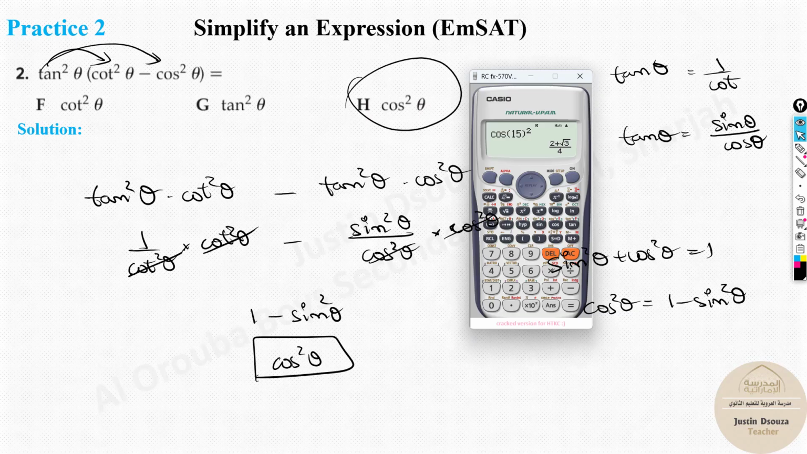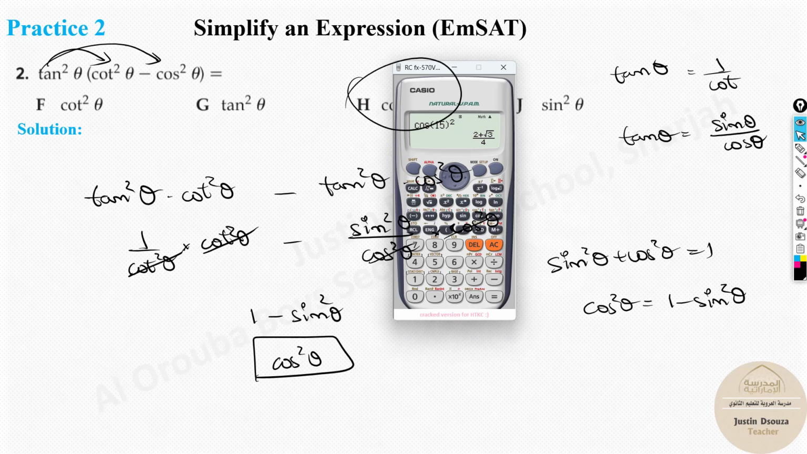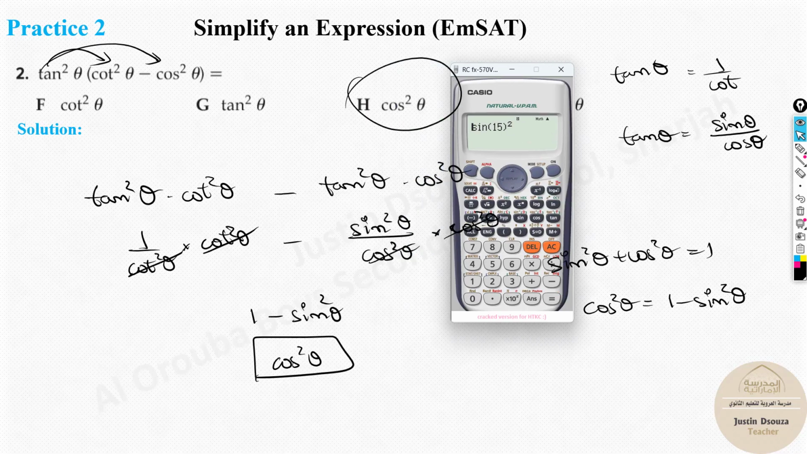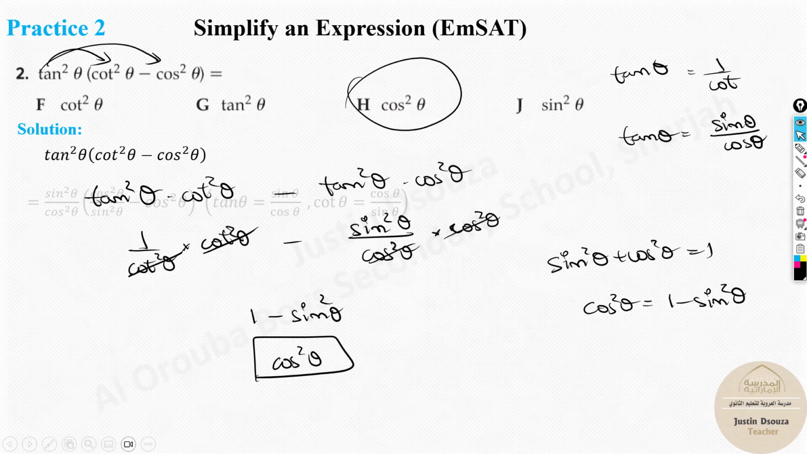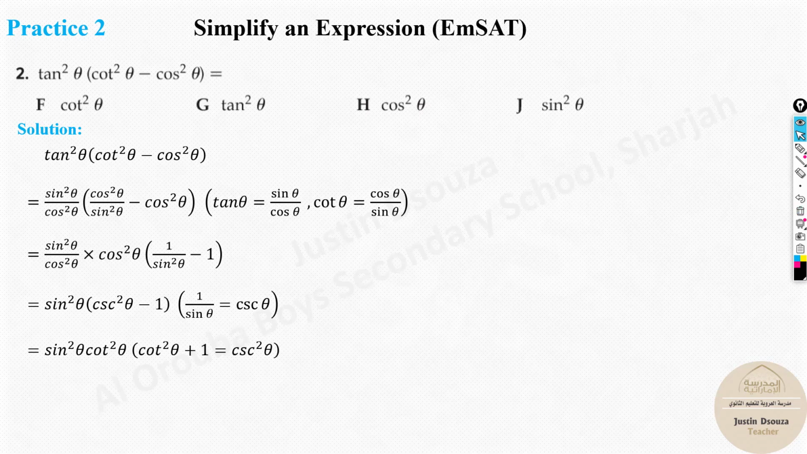2 plus root 3 by 4. It's the same answer. Whereas if I change this to any other, so let me just change this to sine over here. It's not the same. It's minus now. It should be plus. Now if I change this to tan, oh no, this is wrong. Only one is the correct answer. That is cos square theta. And that's what we got as well. I hope this is clear.